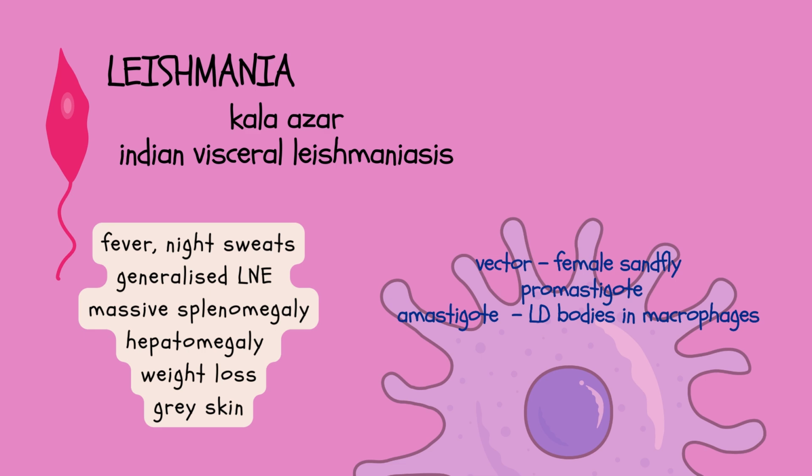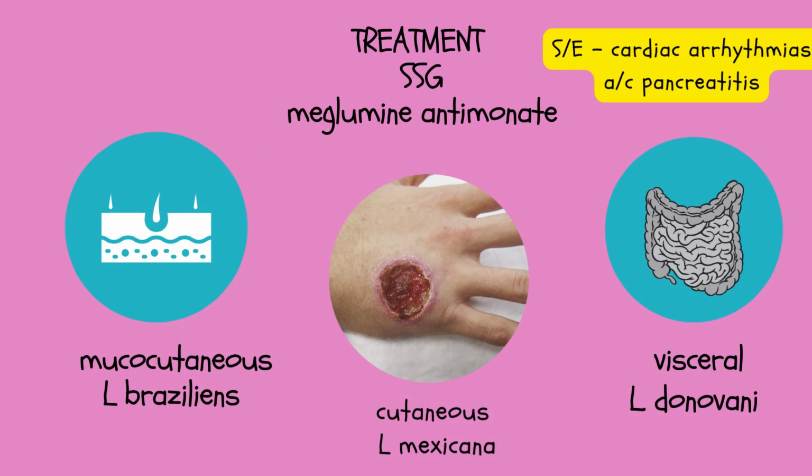Okay. And the clinical features include fever, night sweats, and generalized lymphadenopathy. There is massive splenomegaly, hepatomegaly, and weight loss. And there can be grey skin. That is why it is called Kala Azar or black fever, due to the greyish discoloration of the skin. There are mainly three forms: mucocutaneous, cutaneous, and visceral leishmaniasis. Visceral leishmaniasis is caused by Leishmania donovani, which is called Kala Azar or black fever.